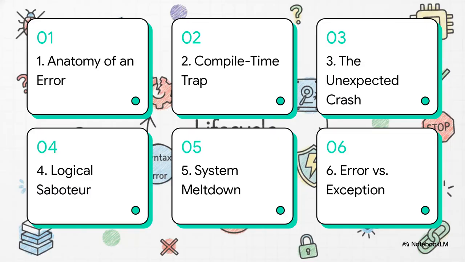Here is our game plan for today. First, the anatomy of an error. Then we'll hit compile time, the syntax trap, runtime, the unexpected crash, logical, the silent saboteur, system meltdown, JVM errors, and finally, error versus exception.